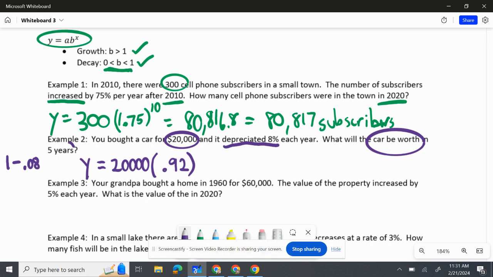So we're taking away the 8%. And then we see that it's for 5 years. So we raise it to the 5th. Now, when we're talking about finances, we're rounding to the nearest penny. So we have $13,181.63.